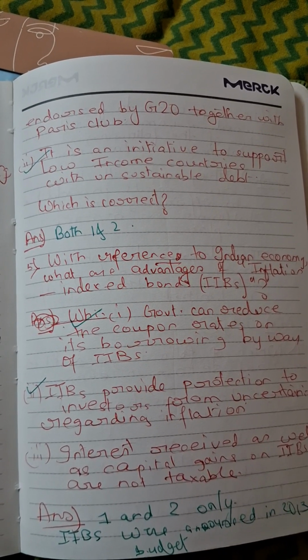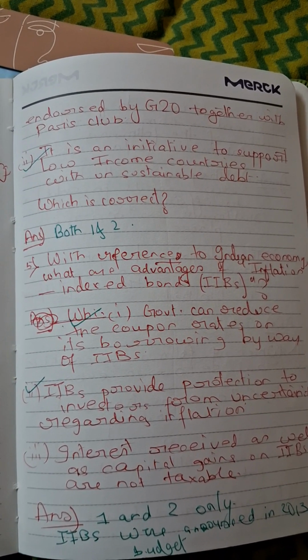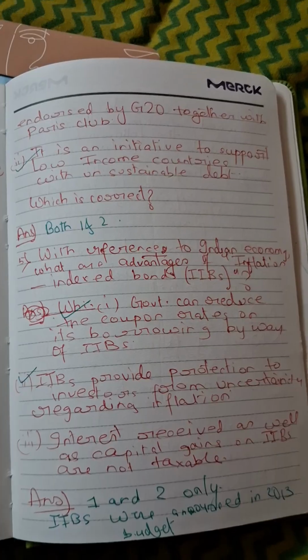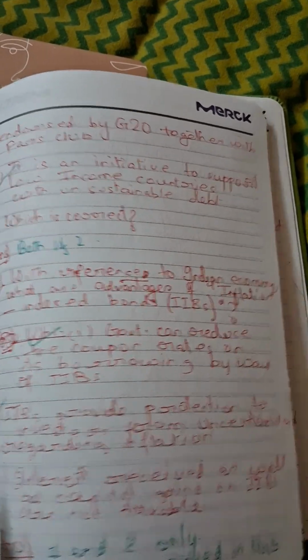Government can reduce the coupon rate on its borrowing by way of IIBs, and IIBs provide protection to investors from uncertainty regarding inflation.